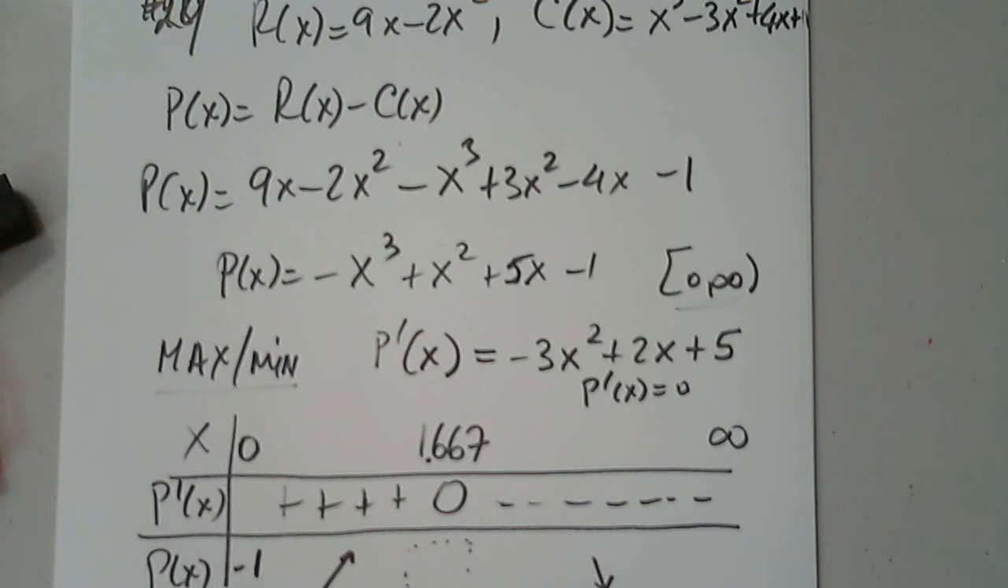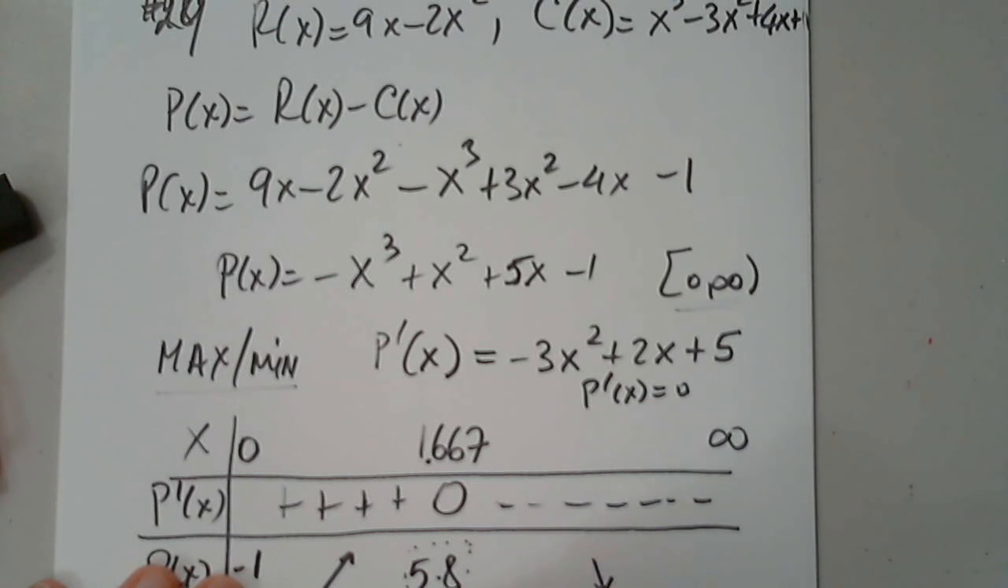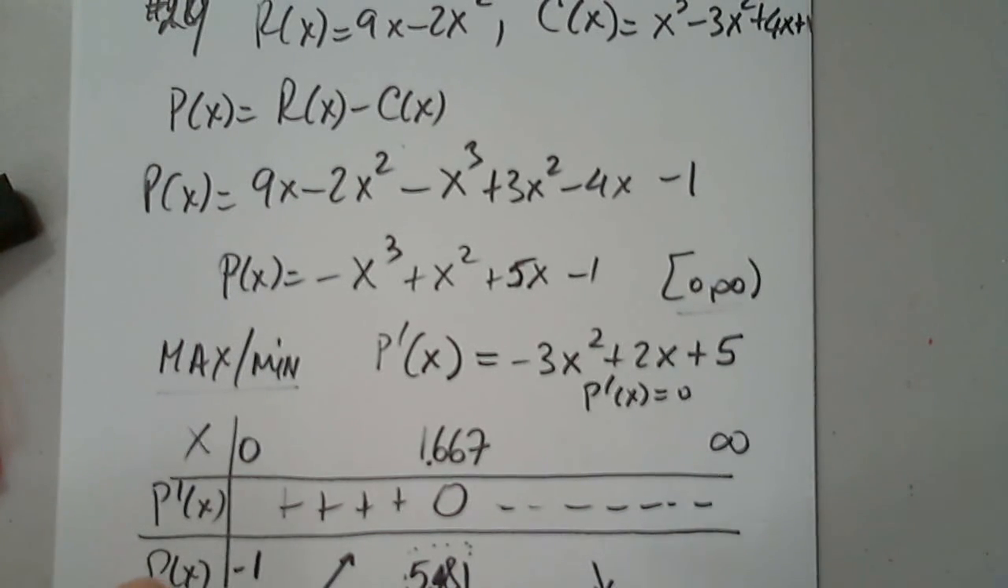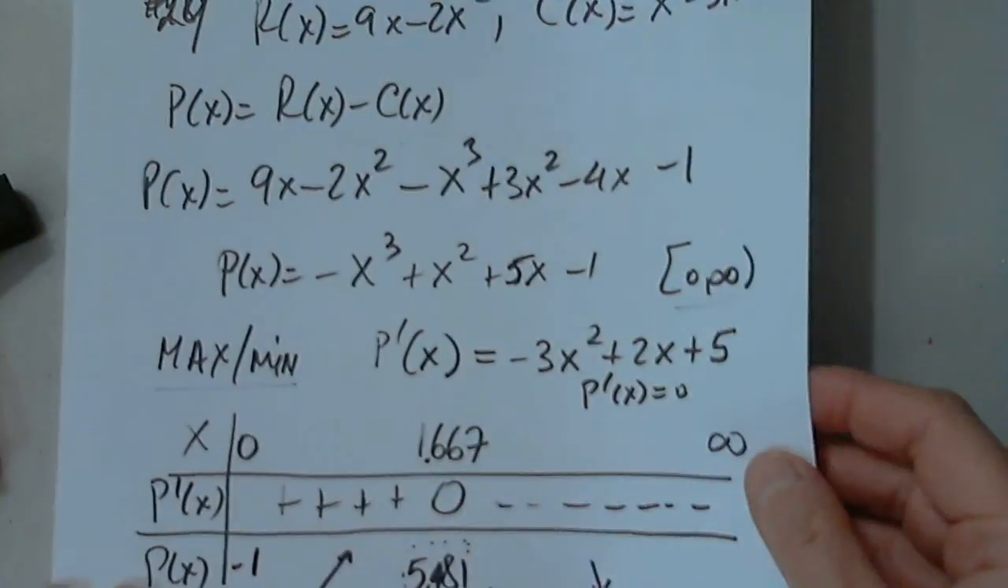And I get 5,000, because it's still in thousands, right? The profit. 5.481 thousands. And this is the absolute max. Any questions? Is this clear?